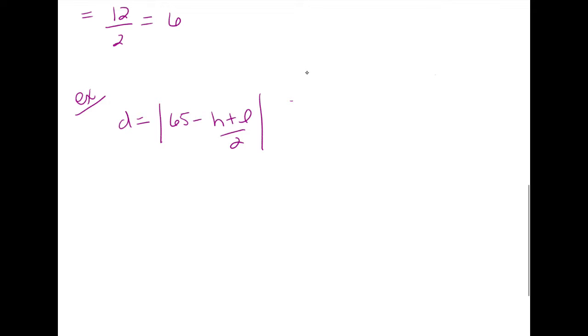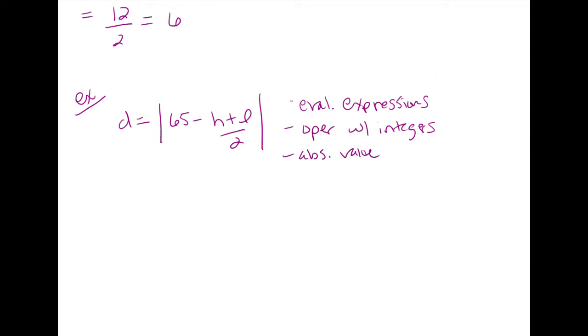It is evaluating expressions. It is operations with integers and absolute value. So there were just so many reasons why I wanted to put this in. The problems are also going to give you an h value, and for my first purpose, I'm going to make h equal to 35 and L equal to -5. And H stood for the high for the day and L the low.